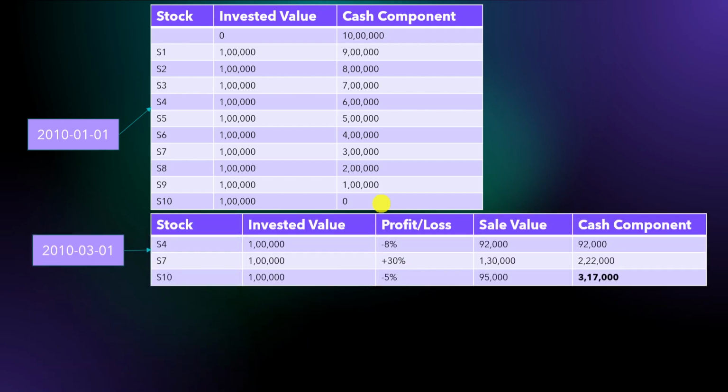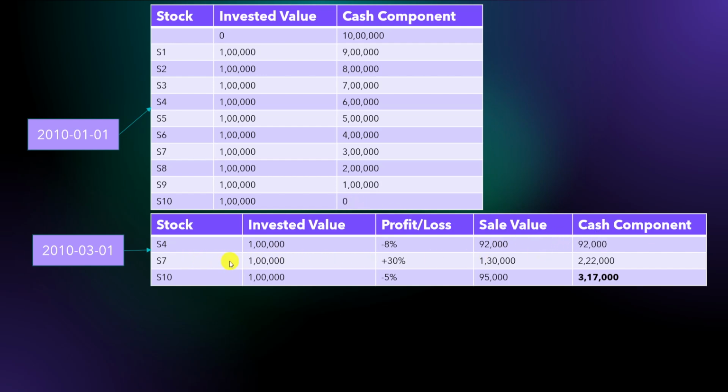Assume after 2 months, on March 1st, a signal comes for 3 stocks: S4, S7 and S10. Assume S4 and S10 got stop loss hit and S7 got target hit. When we exit S4 with 8% loss, the resultant value after selling the stock will be 92,000. We lost 8,000 here, and we'll add this 92,000 to our cash component. Earlier the cash component was 0. Now the cash component has become 92,000.